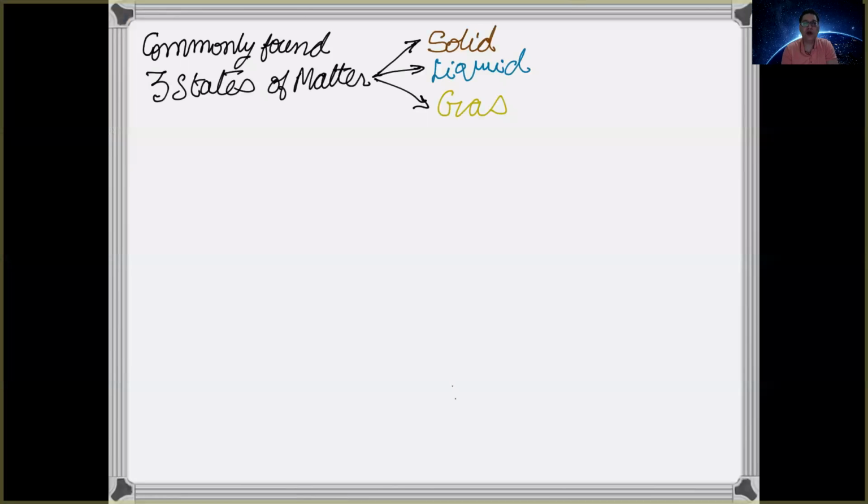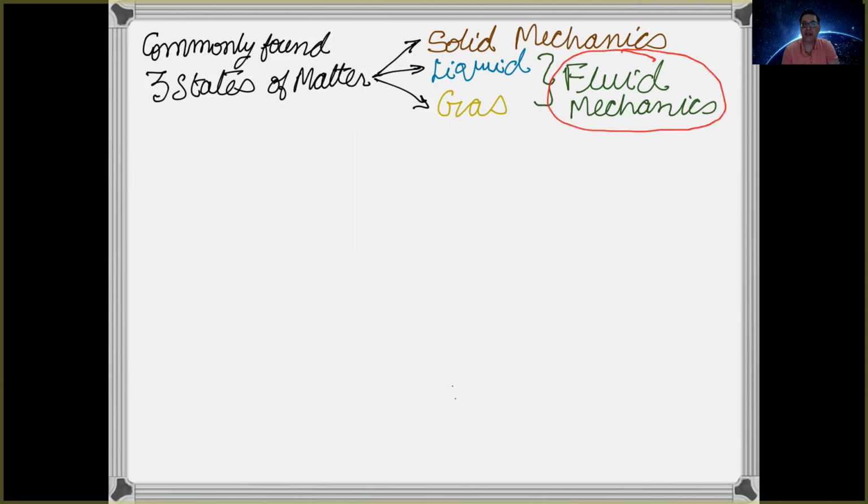All of you know the commonly found states of matter. There are 3 states of matter which are commonly found: solid, liquid, and gas. And liquid and gas together is called as fluid. We are interested in studying both solid and fluid at rest as well as in motion. And the subject corresponding to this study is called as solid mechanics and fluid mechanics.